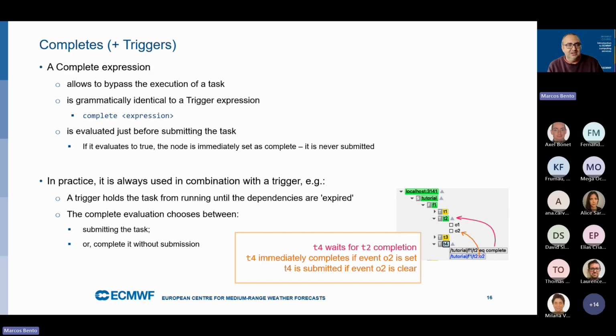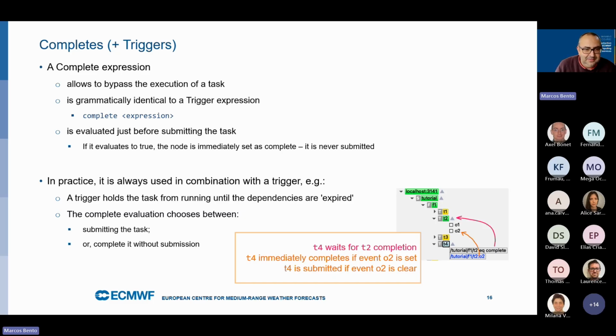Usually triggers and completes are used in sequence, in the same node. You have a trigger expression and a complete expression. The complete expression allows you to bypass the execution of the task. Basically, the trigger says, okay, I can now start, and the complete says, I really don't want to start because I don't have this information. I'm not going to do it. I'm going to complete myself without actually running. Grammatically, they are identical to triggers, and in practice, they are always used in combination.